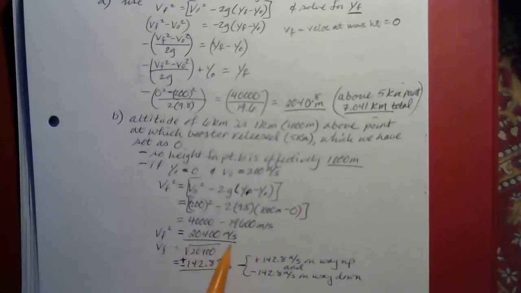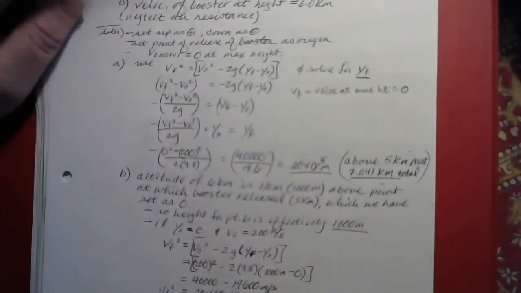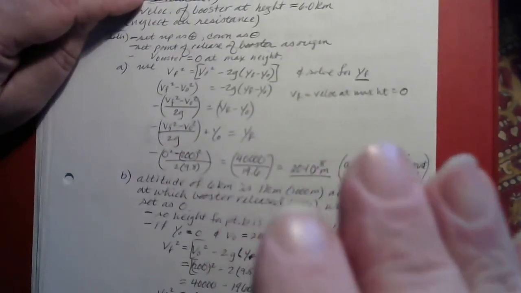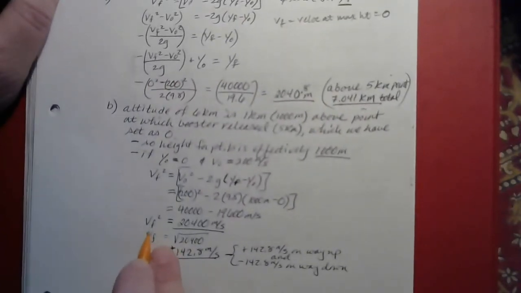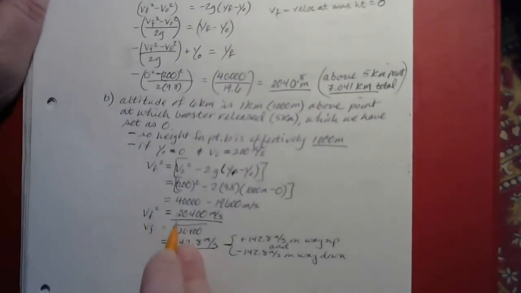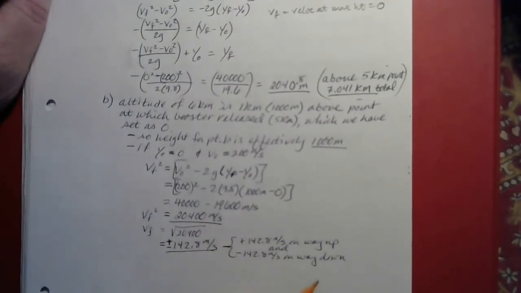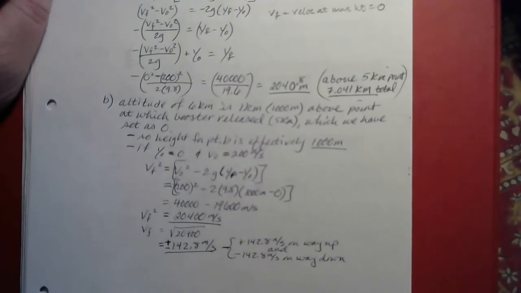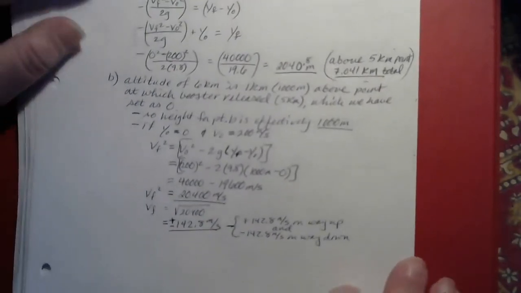And you might notice that that is way greater than 200 meters per second, when we thought that it was supposed to be less than 200 meters per second, because the booster should be slowing down once it's released. And the catch is, don't forget that this is v final squared. So when you take the square root of 20,400, you get 142.8 meters per second. That makes sense. That's smaller than 200 meters per second, so it is slowing down, but it's greater than 0 because it hasn't come to the maximum height yet.